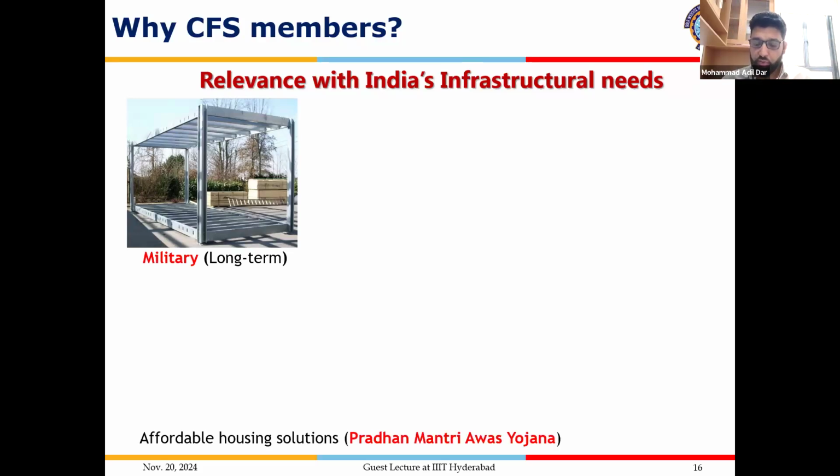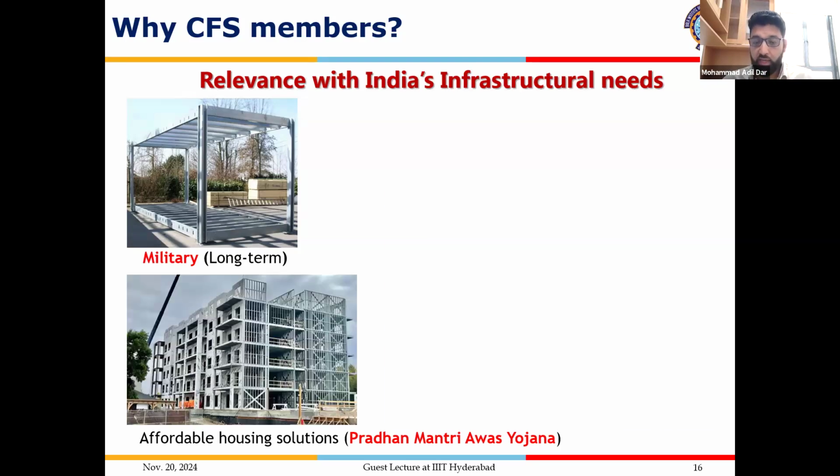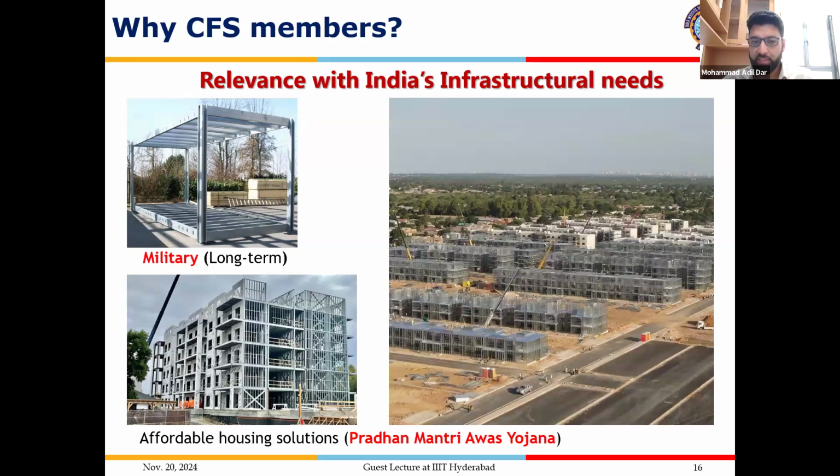Now, coming from military to public utility, affordable housing solutions, we have Pradhan Mantri Awas Yojana. Since 2000, there have been postponements and postponements and postponements because the number of houses that they need to construct every day is humongous. It's highly challenging. Cold form steel has great potential to meet that demand, and it has come to my notice that they have started considering cold form steel as one of the materials for Pradhan Mantri Awas Yojana, but there's still a long way to go. And cold form steel can be used for mass housing as it's well adaptable to such requirements.